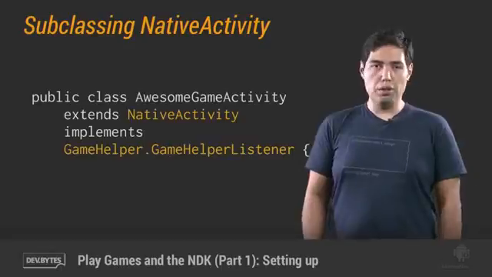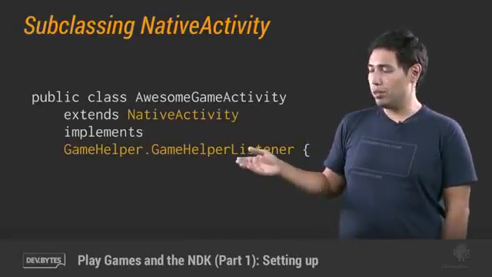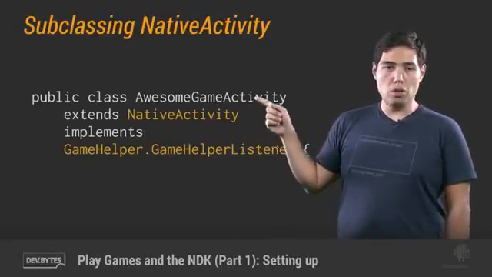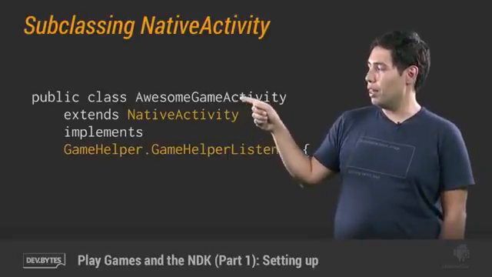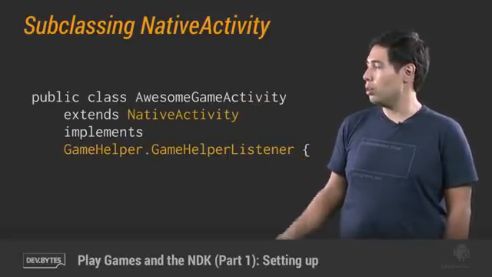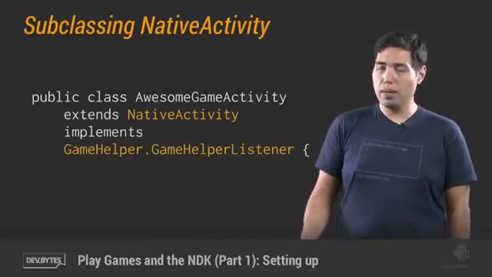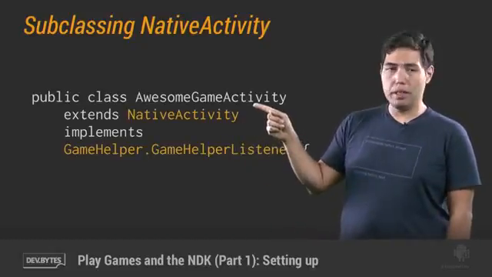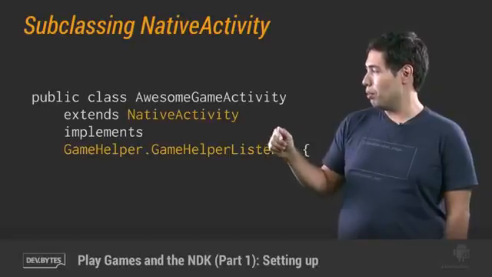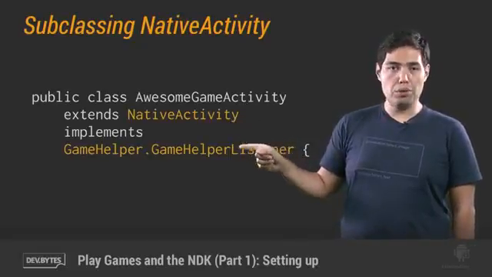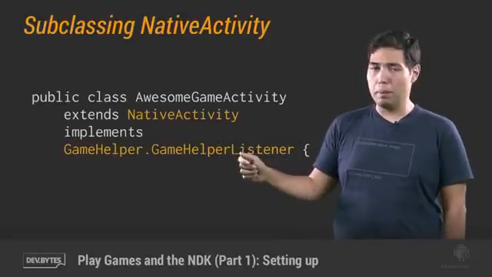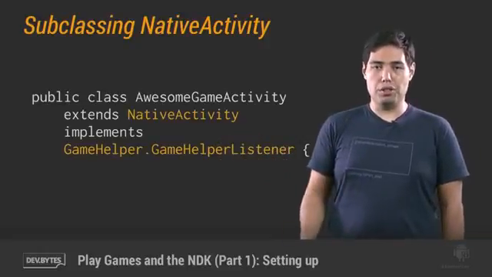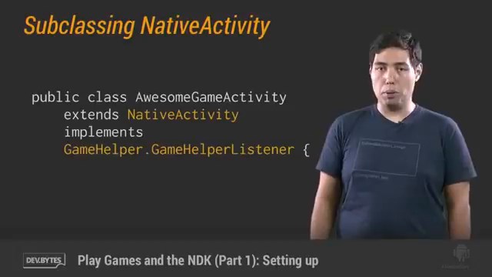First of all, you don't have to use NativeActivity as it is. You can actually subclass it. So this is what we do here. We start with NativeActivity, and then we derive our activity class from it. In this case, our game is called Awesome Game, so we are deriving AwesomeGameActivity from NativeActivity. Since we're going to use the GameHelper, which is also in the samples, we also implement GameHelper.GameHelperListener, which is the listener class that GameHelper uses.